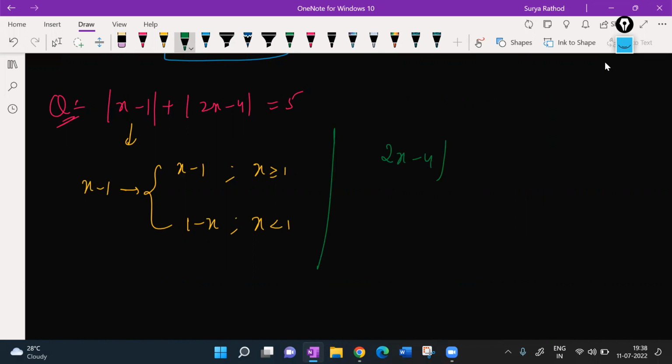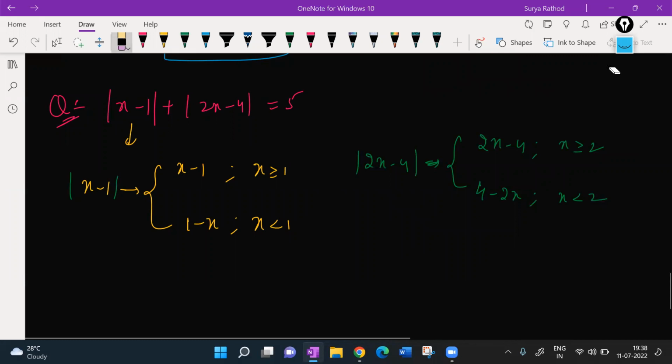Now look at the second function. 2x minus 4 modulus. This has been given to you. How is this function going to be defined? Okay, so this is going to be defined as 2x minus 4 when x is greater than or equal to 2. And this is going to be defined as 4 minus 2x when x is less than 2. Cool. Yes, I just got 4 cases now.